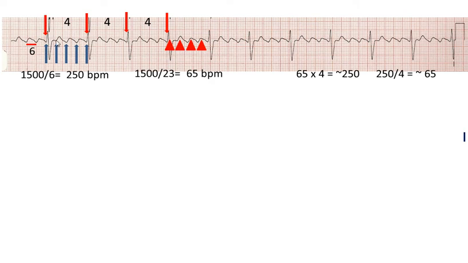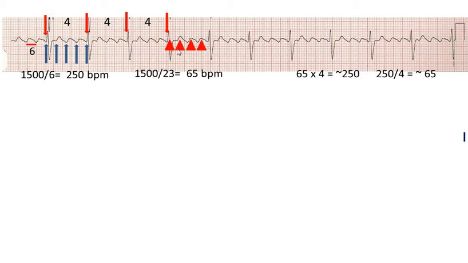This will be your first flutter wave, your second flutter wave, your third flutter wave, and we're back to the starting point, fourth. A 1, a 2, a 3, a 4, done. Here I've marked them for you. Here's the first one, here's the second one, here's the third one, and the fourth one.